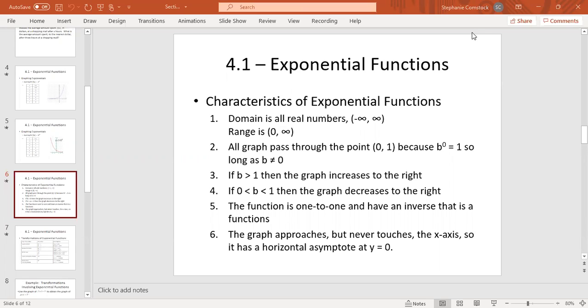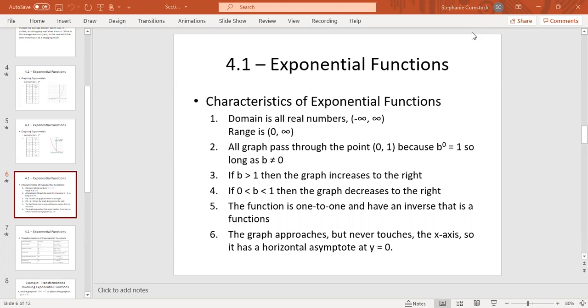And the range is going to be 0 to infinity. Note here that the 0 is open on this end. It does not include 0. We saw that taper tail on the graph. You're never going to get something that's going to result in a negative answer off of a basic traditional starter exponential function. Now, every graph, no matter what the base is, is always going to go through the point (0, 1).